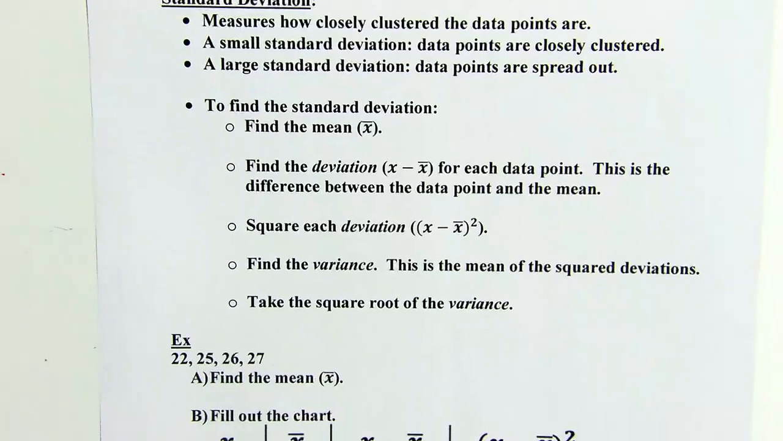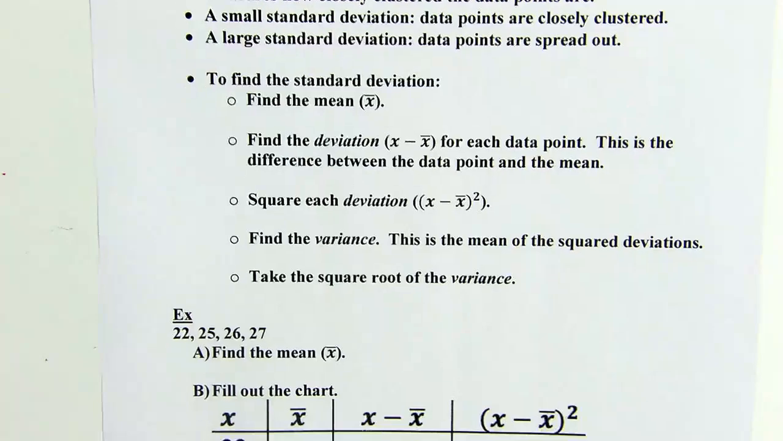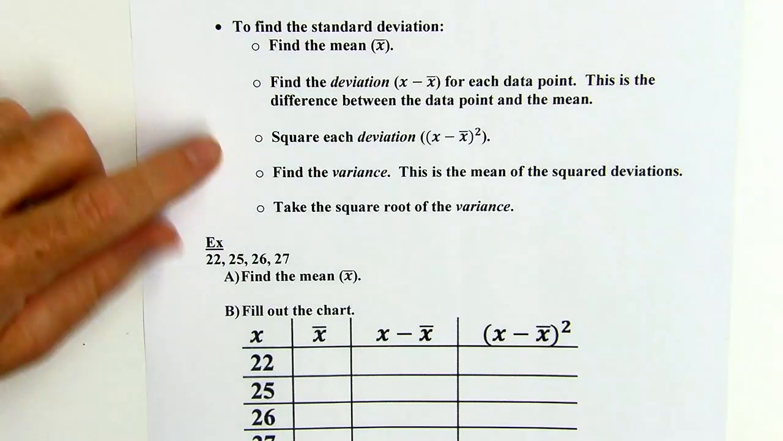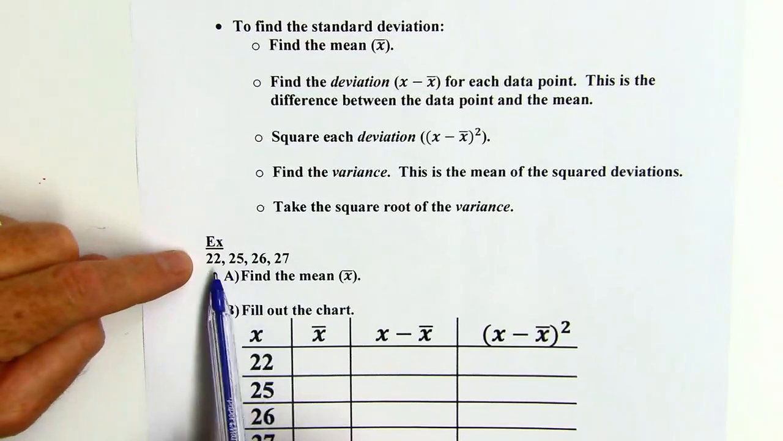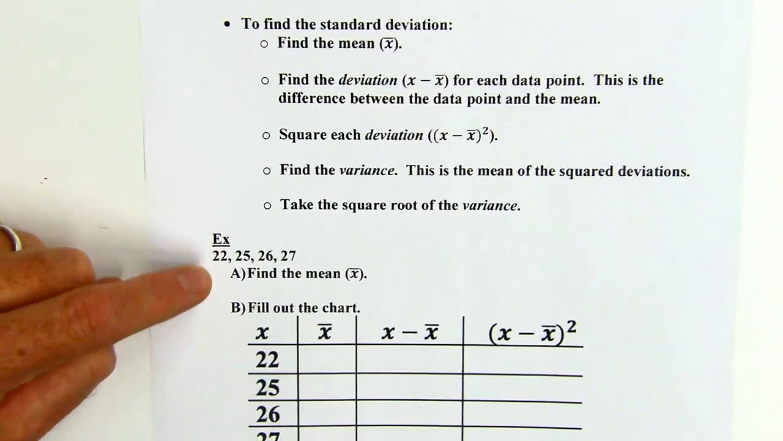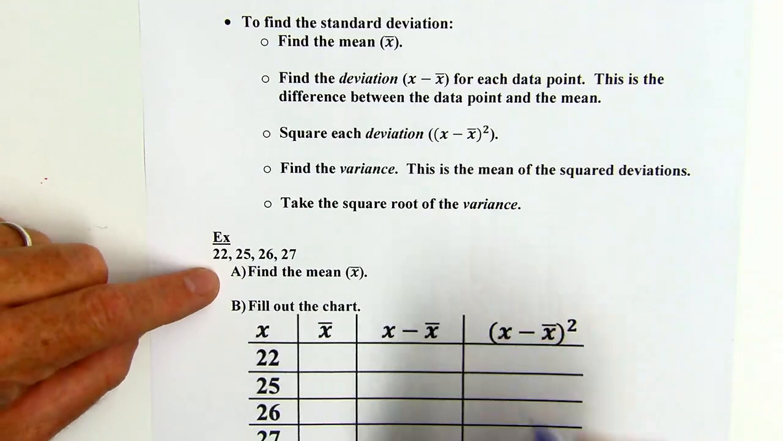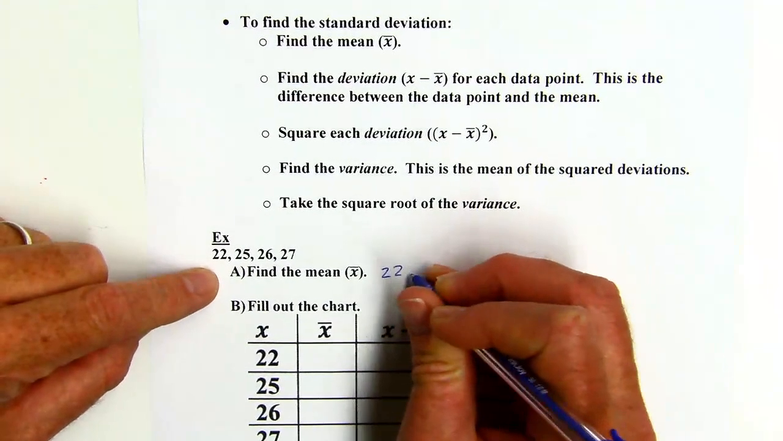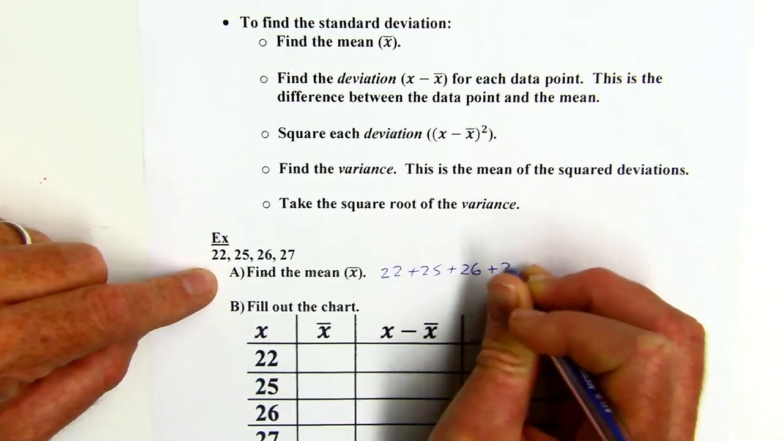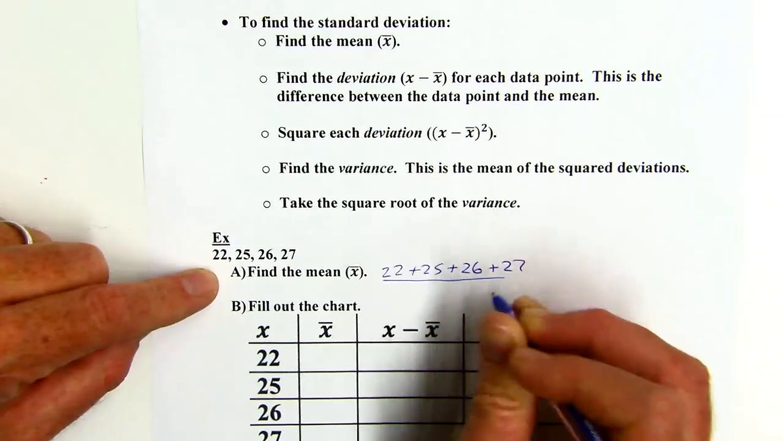And I think rather than reading through this list of all this stuff, we'll just start working through this example. So first, let's say these are quiz scores or something: 22, 25, 26, and 27. So the first thing we want to do is find the mean, okay? So I'm going to add these numbers together, and then I'll divide by 4 since there's 4 of these data points.